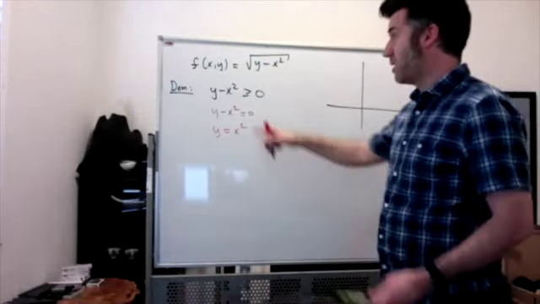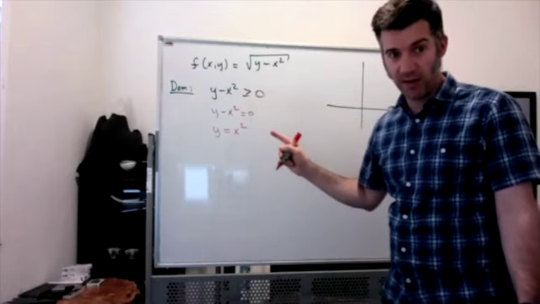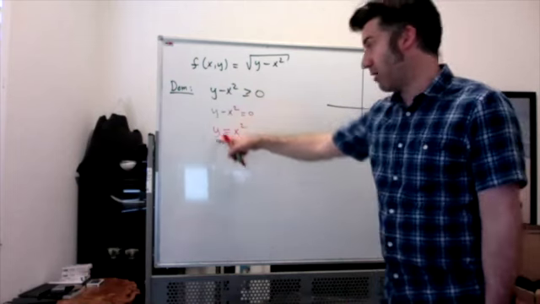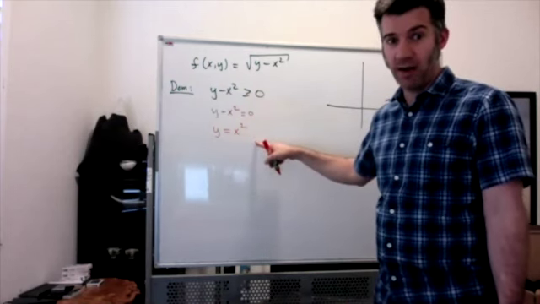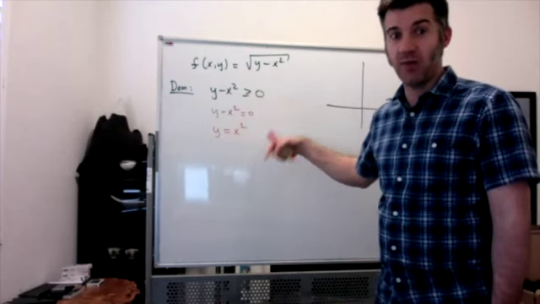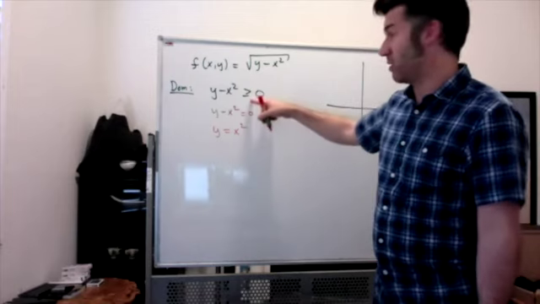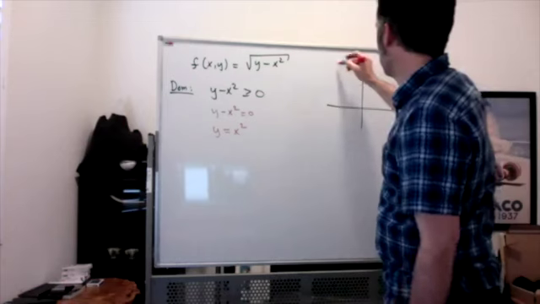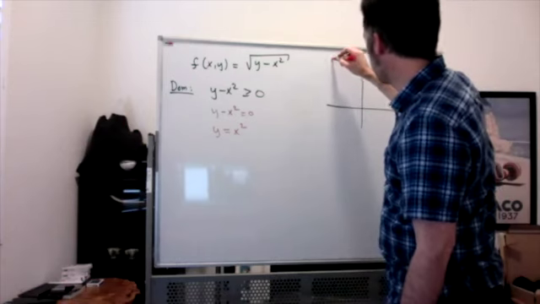If it was strictly greater than or strictly less than, I would graph the boundary y equals x squared as a dashed line, so that it was not including it. But since it's greater than or equal to, I'm going to graph it as a solid line because I want to include it. So here's my y equals x squared.